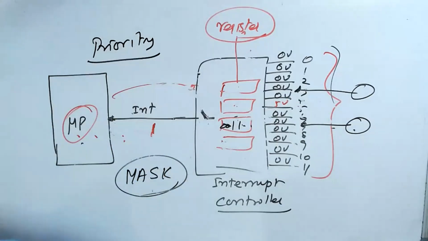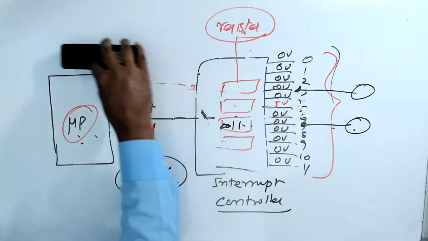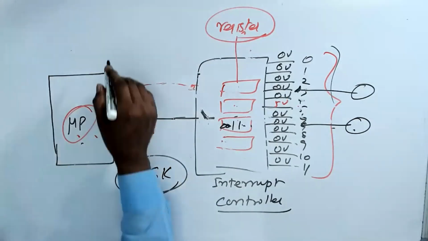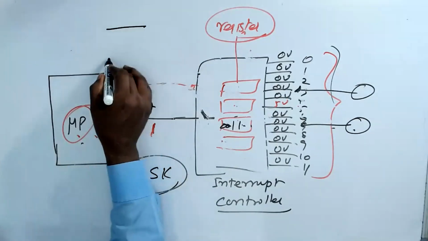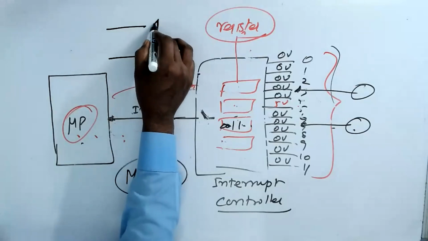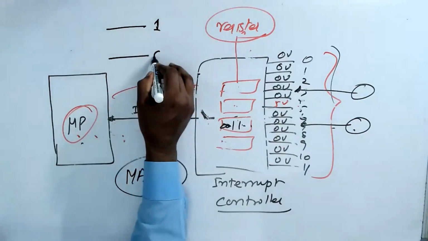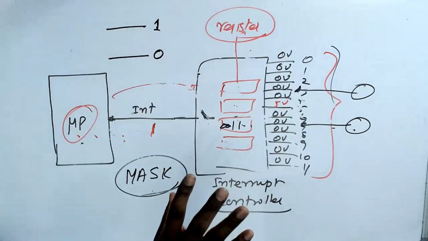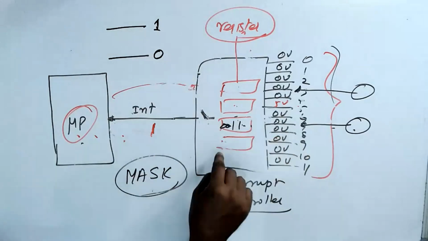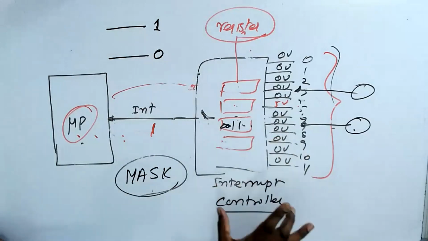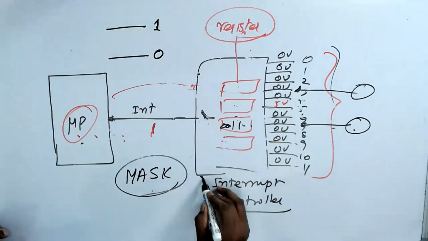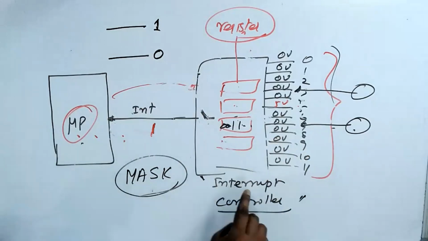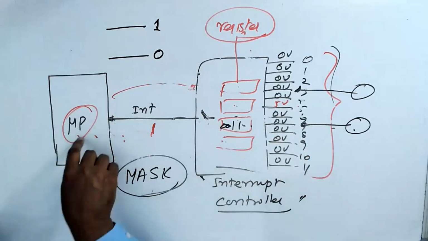Next one. I can program whether it is level high or level low. When it is 1, I should get the interrupt, or when it becomes 0, I should get the interrupt. I can configure that. So I'm trying to tell you why I need interrupt controllers. The advantage is that I get only one interrupt to the microprocessor.